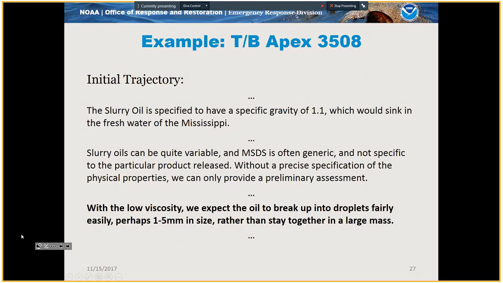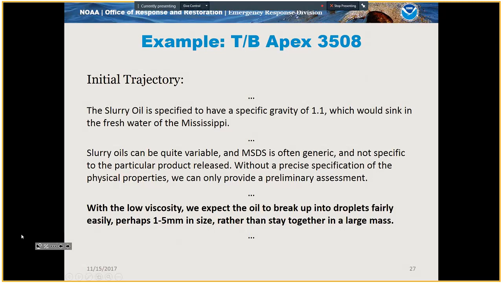And so these are little snippets from what we wrote up for our first forecast. The specific gravity is 1.1, so we thought, all right, it's going to sink. And we mentioned that slurry oils can be quite variable and the MSDS is often generic. So this is part of what I mean about crafting the results and expressing your uncertainty, so whoever's reading this knows, oh, okay, this is based on assumptions that we know are not very good assumptions.